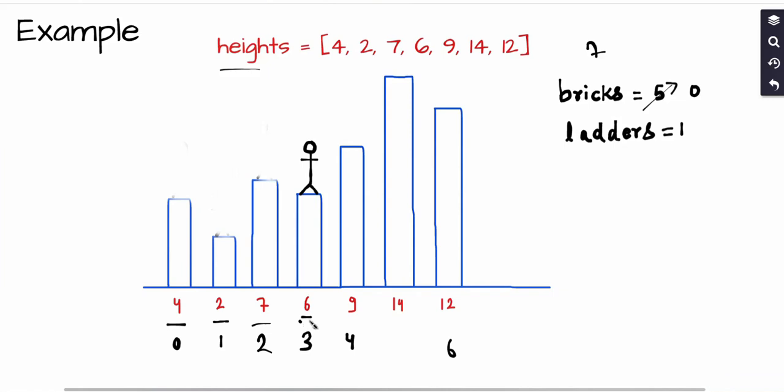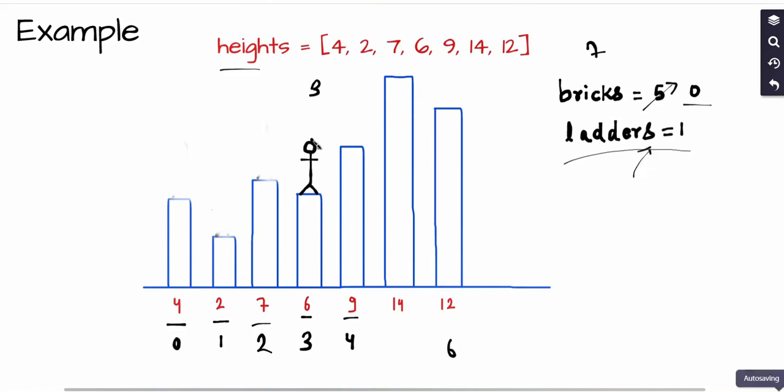How many bricks do we require? That is 9 minus 6, which is 3, or one ladder. Do we have 3 bricks to use? And the answer is no, because we have already used our bricks while we jumped from building number 1 to building number 2. So the only option that we have is to use our ladder, our only ladder.